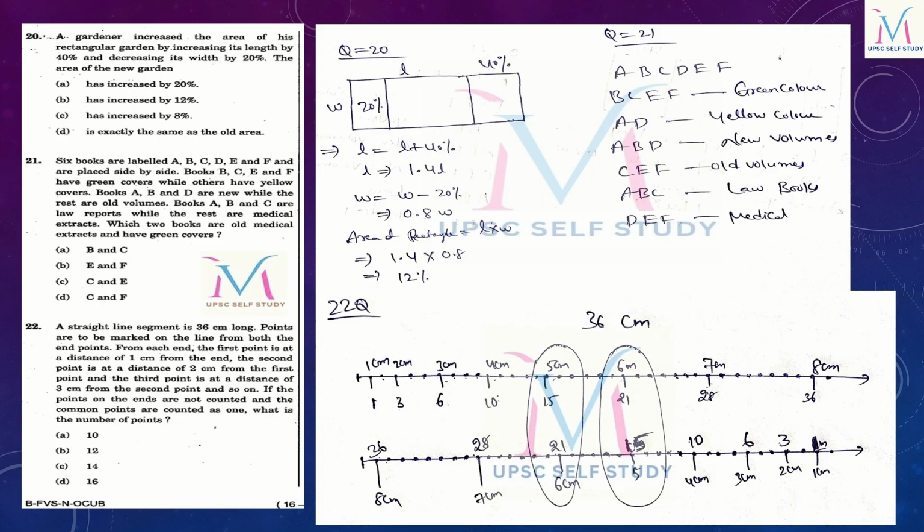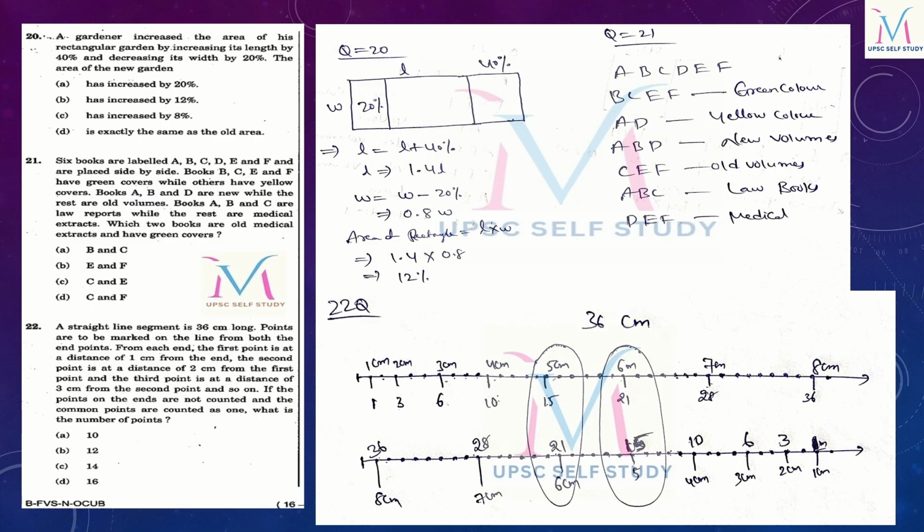So the width is 0.8. Now the formula: area of a rectangle is equal to length into width. 1.4 into 0.8 is equal to 1.12, so the area is increased by 12%. So for question number 20, the answer is B, the area has increased by 12%.